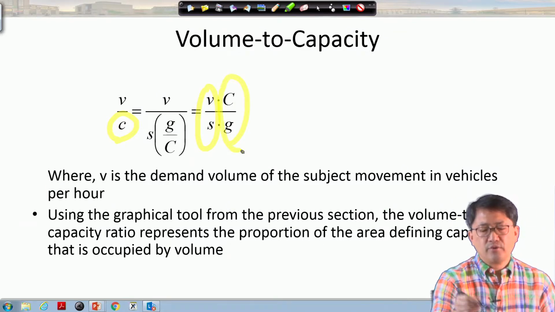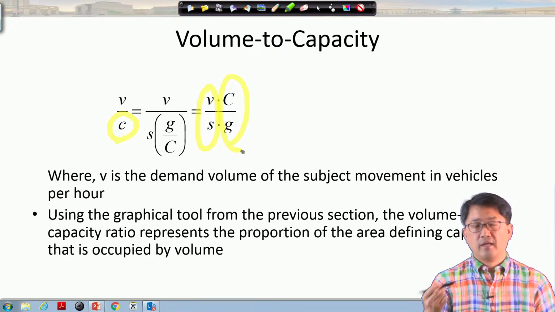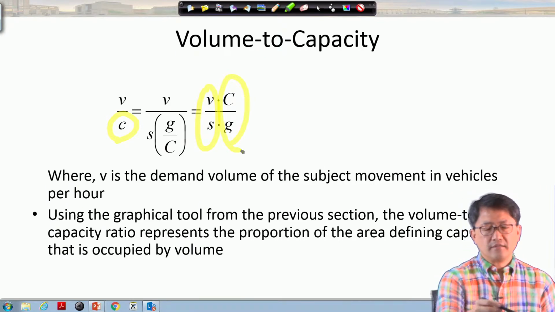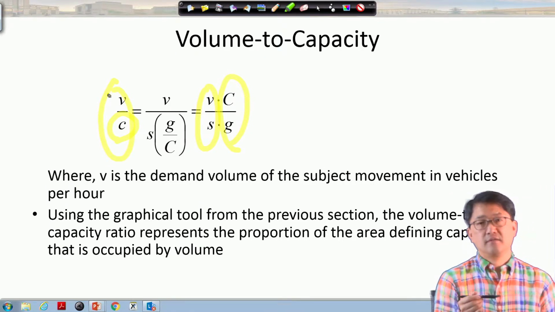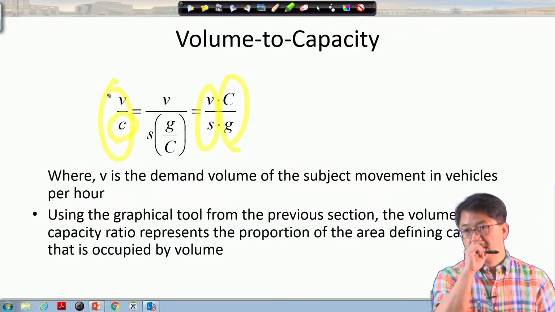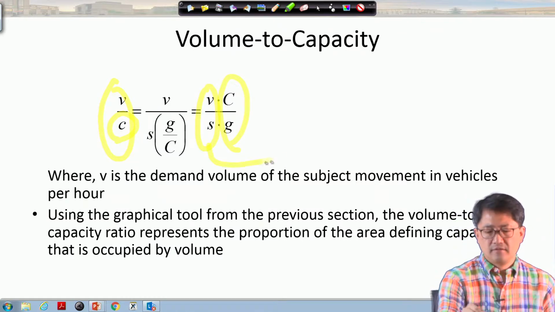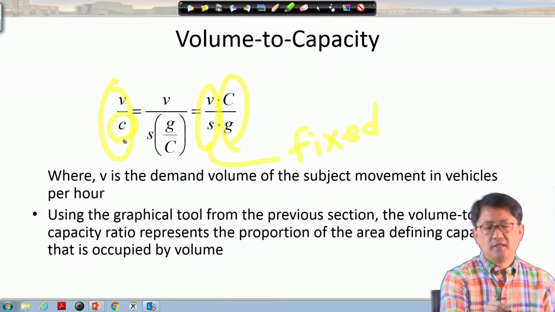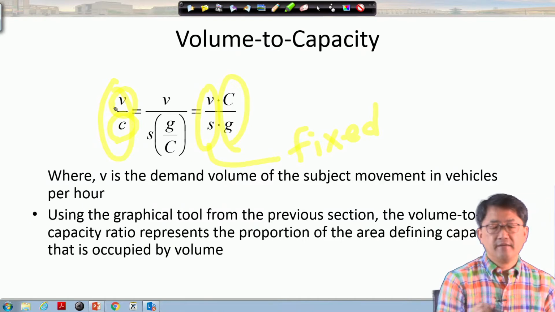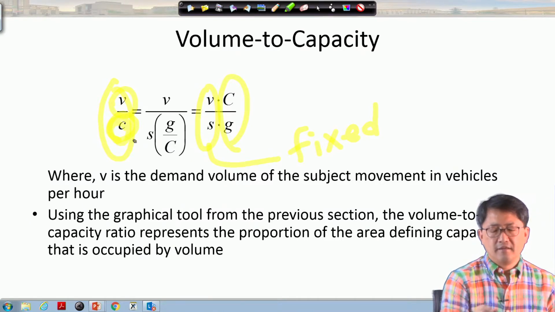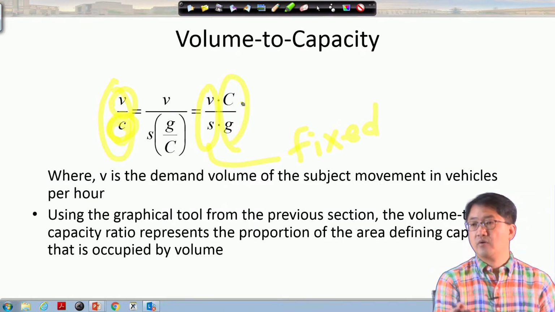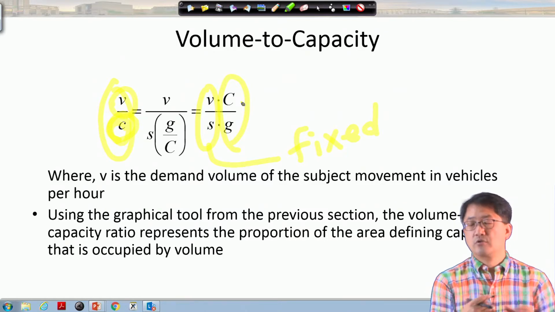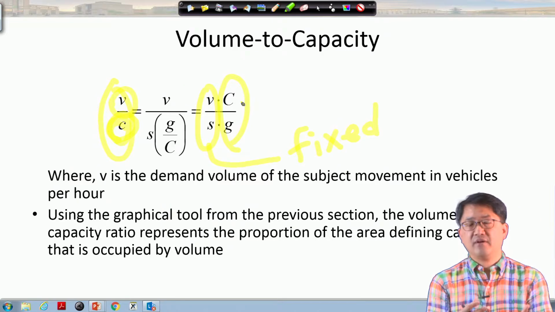C over g is something we can control. We can have longer or shorter cycles. That's creating different V over C ratios, right? This is fixed. So the key, and V is also fixed, right? So the capacity is a function of different cycles and different green times. So obvious. And how do we play with this to control the V over C ratio?